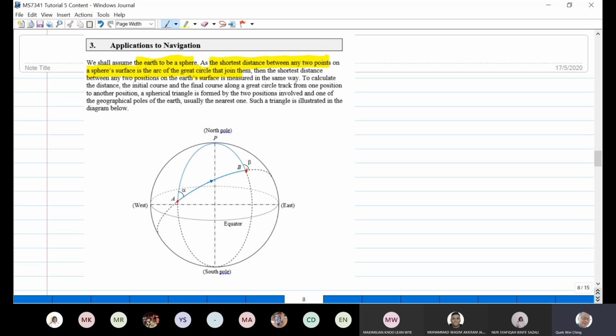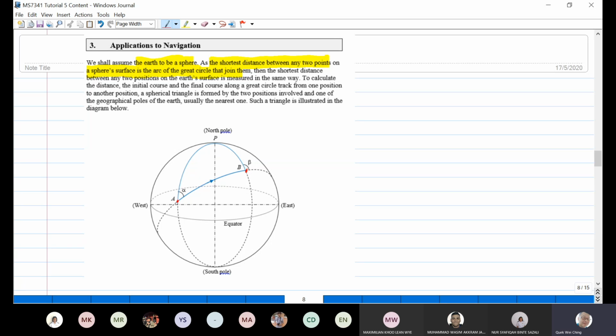To calculate the distance between 2 points A and B, we need to find a few things. One of them is, of course, you need to know the position first. I also need to know the initial course. What is the initial course?